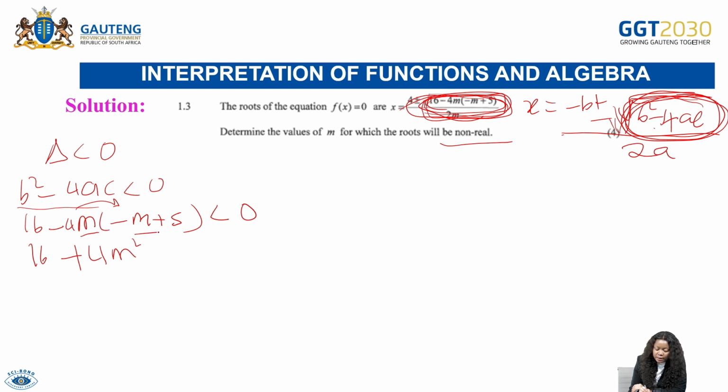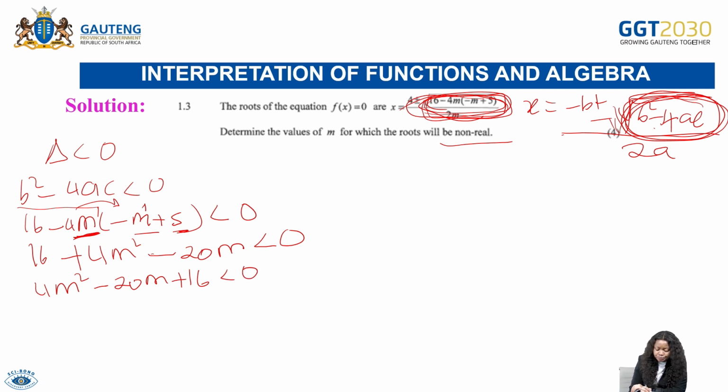Remember, when you're multiplying same bases, you add the exponents. So the exponent here is 1 and the exponent here is 1, so you'll get m squared. Then -4m times the positive 5, you'll get -20m. It's less than 0. So let's write it in standard form. So it's going to be 4m squared minus 20m plus 16. It is less than 0.